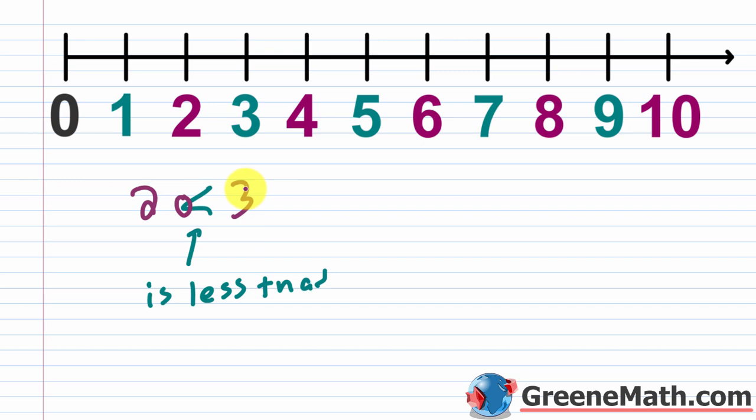So it's very important that you do it this way. If you put here that 3 is less than 2, that's a false statement, okay? So with this one, you want to make sure that the smaller number is on the left and the larger number is on the right.